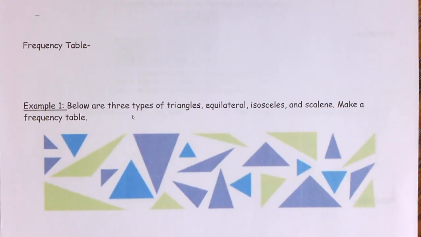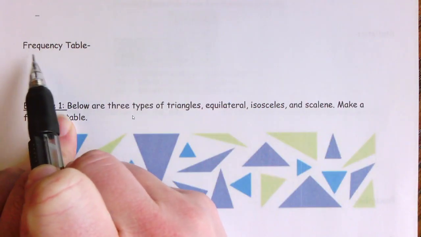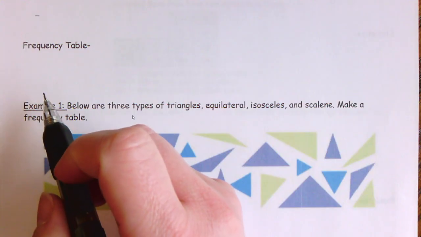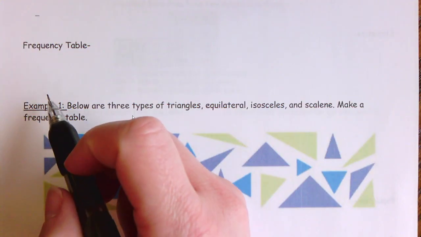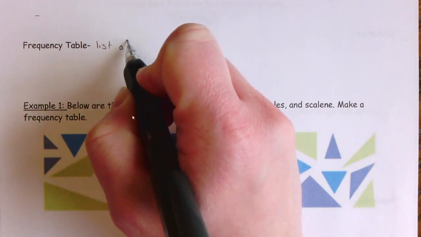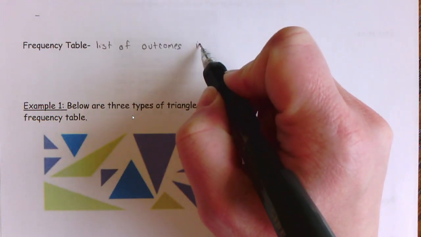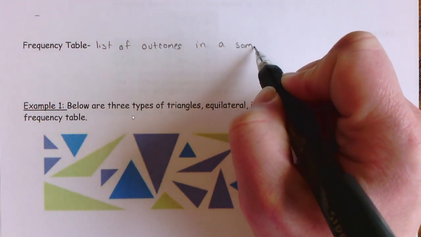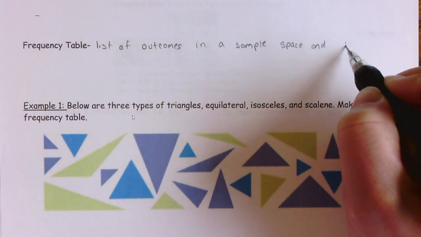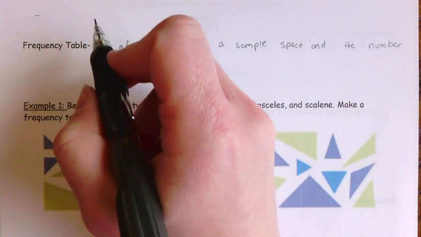Okay, and a frequency table is about frequency. You can think of the word frequent. It's how often something happens in a certain sample space. So it's going to be the list of outcomes in a sample space and the number of times each outcome occurs.